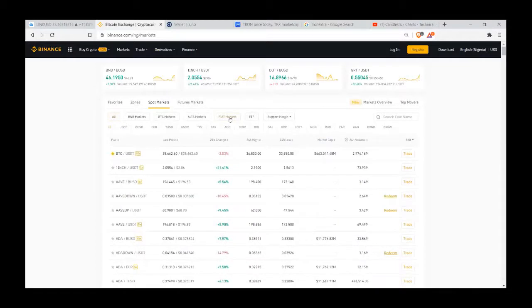fiat. Fiat means paper money. That's our currency, like naira, dollar. So when I click on this, you see that all these buttons appear. Now, all this USDT means dollar. BUSD means dollar. So these 2, please take note of them. They are dollar. But BUSD means Binance dollar. USDT means USD Tether. TUSD is also a dollar. Euro, we know euro. USDC is also a dollar. So let's focus on BUSD because that's what you can exchange for naira.